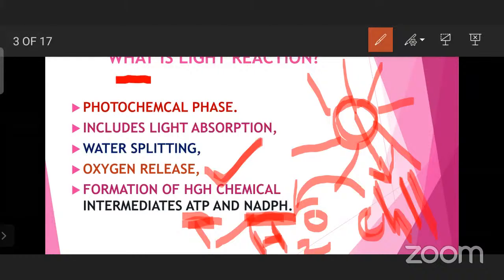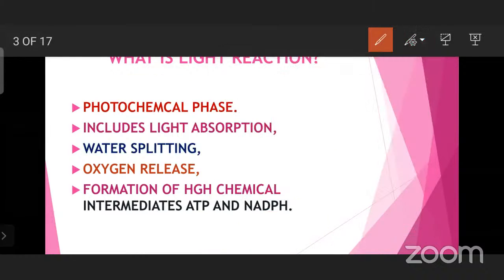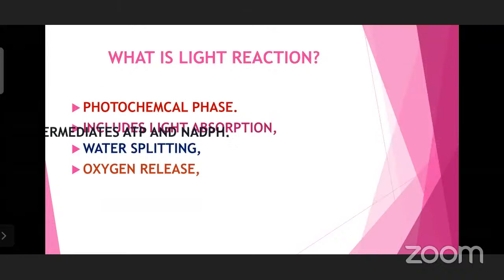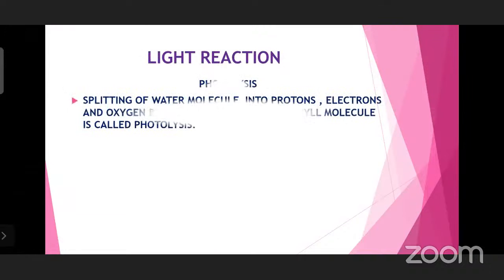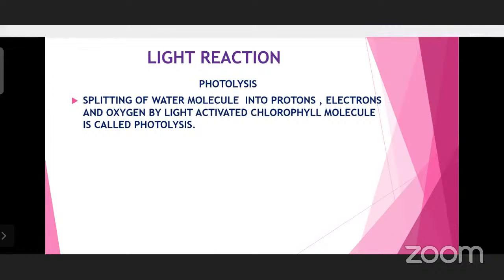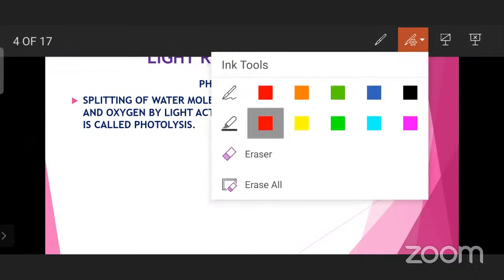Now, in detail, we are going to learn about light reaction. Here you can see in the next slide, light reaction involves photolysis. As I said just now, the water molecule H2O is going to split. How is the water molecule going to split?